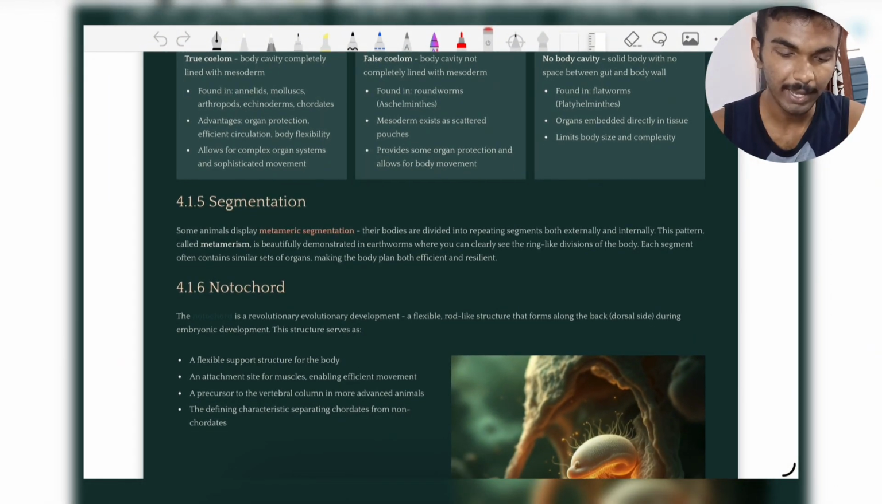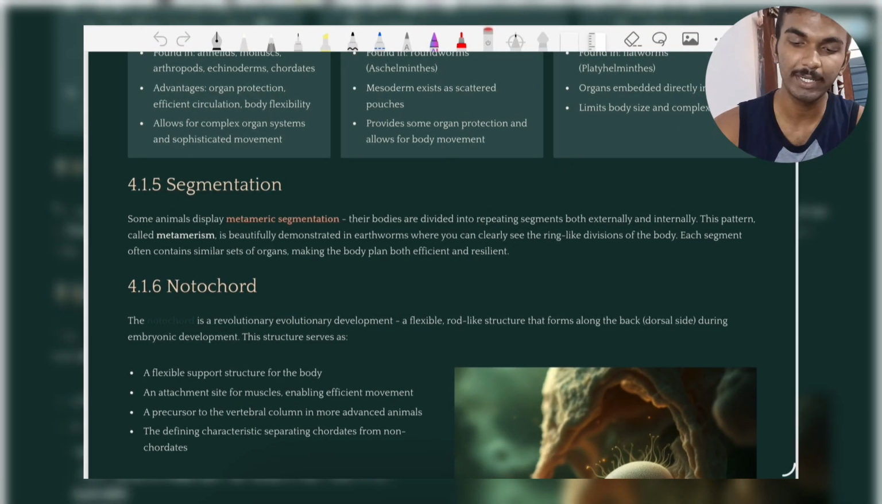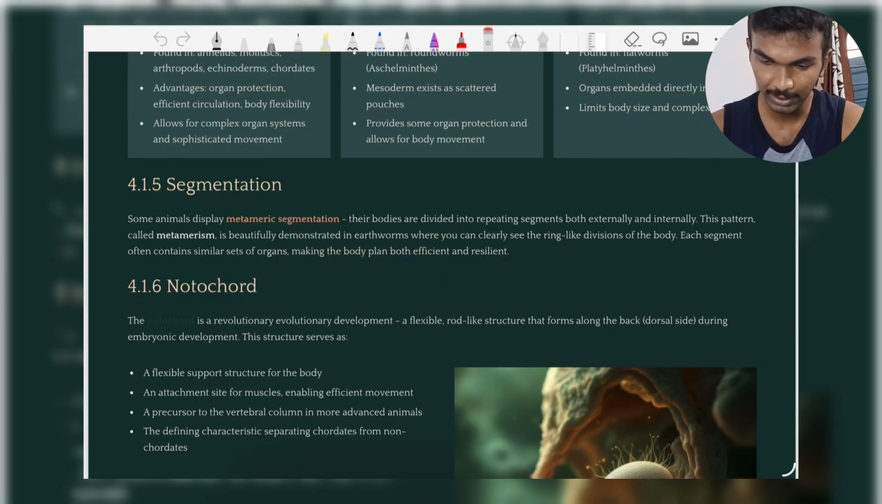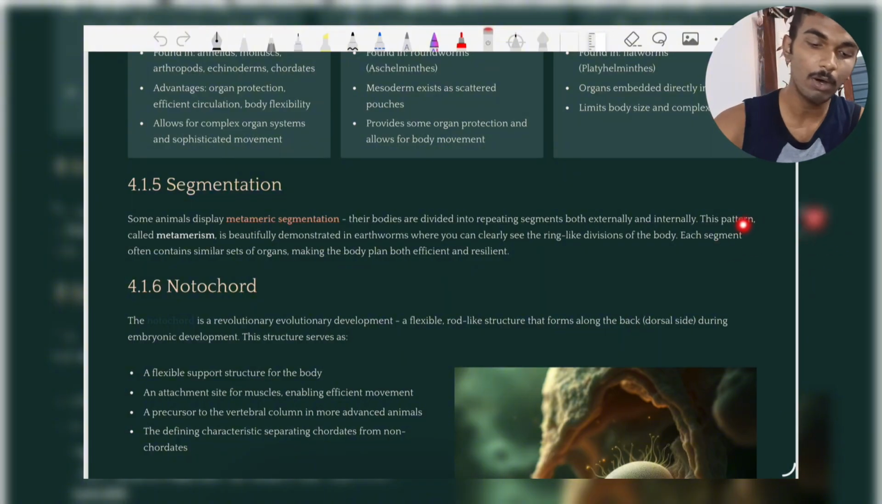Segmentation. Some animals display metameric segmentation. Their bodies are divided into repeating segments both externally and internally. This pattern, called metamerism, is beautifully demonstrated in earthworms, where you can clearly see the ring-like divisions of the body. Each segment often contains similar sets of organs, making the body plan both efficient and resilient.